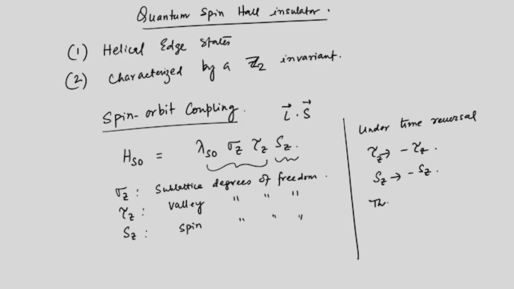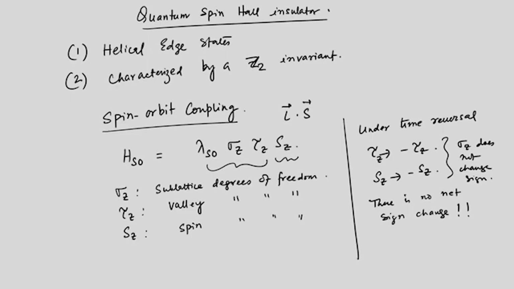So, there is no net sign change. Let me also write that sigma z does not change sign. So, there is no net sign change, and this is the main thing about these quantum spin Hall insulators, and we have now taken into account the real spin degrees of freedom.